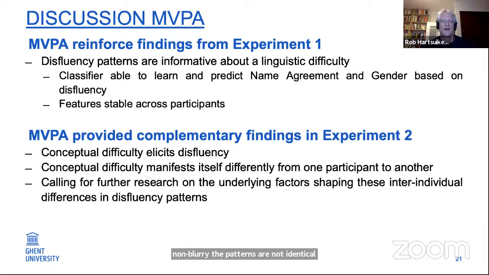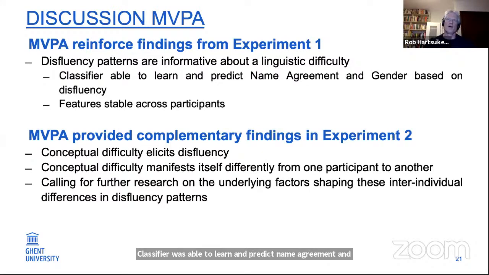And that's getting us to the conclusions here. So the MVPA results from experiment 1 show that fluency patterns are informative about particular linguistic difficulties. The classifier could learn and predict name agreements and gender based on disfluency data. And these features were stable across participants.